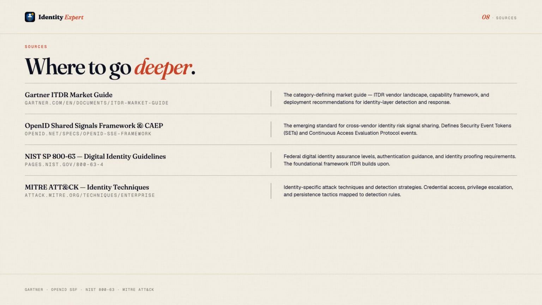All primary sources cited in this guide are on screen now. You will find the Gartner ITDR Market Guide for the category definition and vendor landscape, the OpenID Shared Signals Framework and CAEP specifications for the emerging signal standards, NIST Special Publication 800-63 for digital identity assurance levels and authentication guidance, and the MITRE ATT&CK framework for identity-specific attack techniques and detection strategies. Direct links are in the video description.